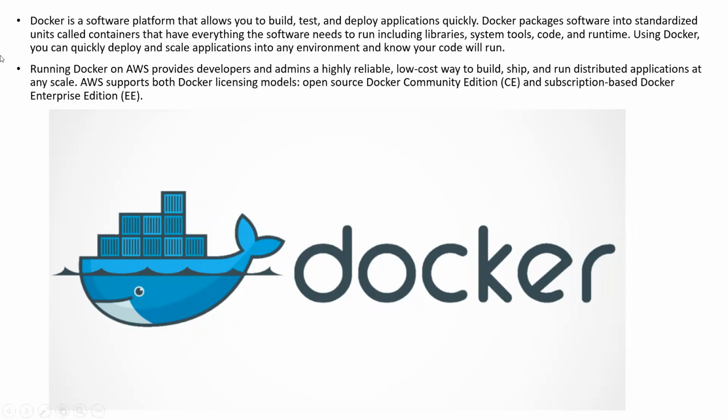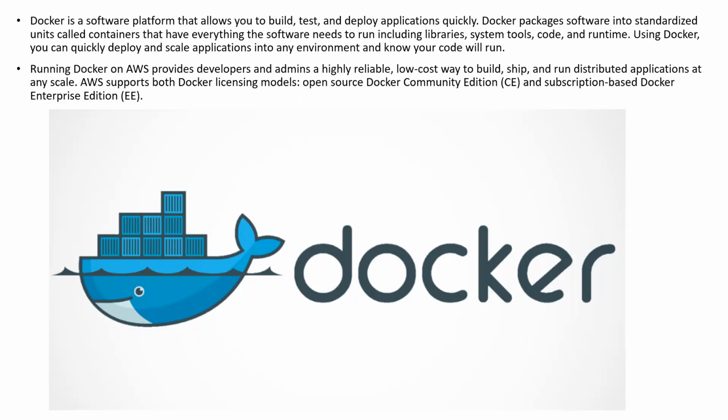Using Docker, you can quickly deploy and scale applications into any environment and know your code will run successfully. Running Docker on AWS provides developers and admins a highly reliable, low-cost way to build, ship and run distributed applications at any scale. It supports both versions of Docker: the open source Docker Community Edition, that is CE, and the subscription-based Docker Enterprise Edition, that is EE. So it has some cost to get this into your development. The open source activity has the community edition, so you can use it. Both licensing models are available on AWS.